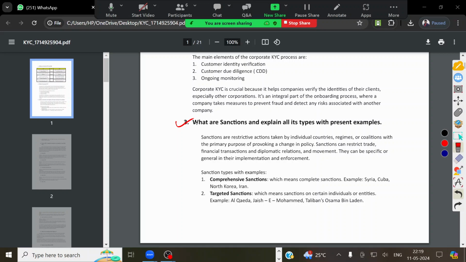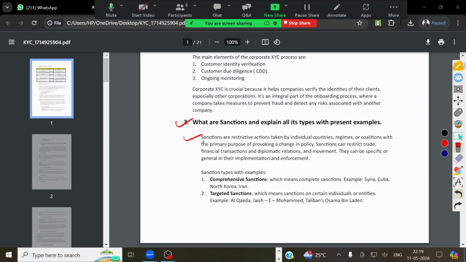Because Russia attacked Ukraine, and then the US imposed restrictions or sanctions on Russia to not trade in their currencies. All right, so that all comes under sanctions. So let's understand which countries or organizations are banned or already come under sanctions. Sanctions basically mean restrictions.